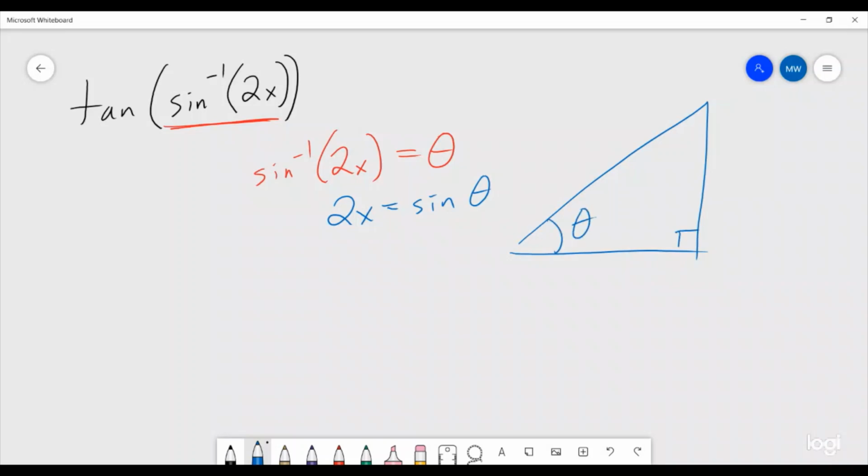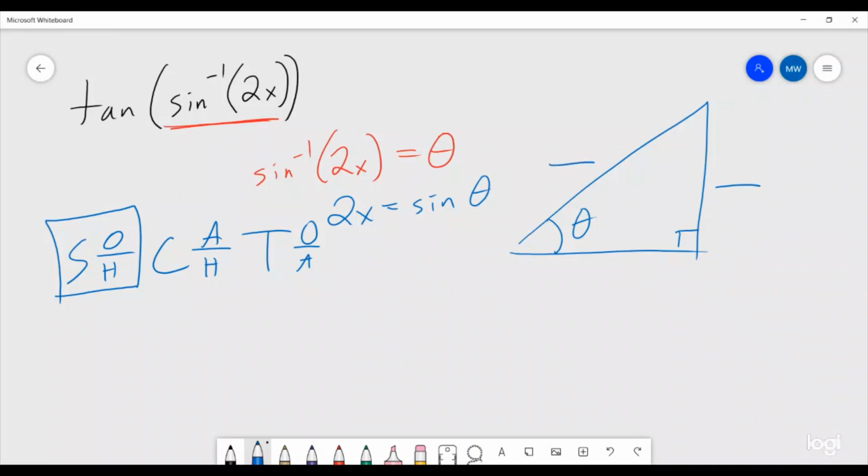Sine, if I remember correctly, it's going to be SOHCAHTOA. So we can figure out what all of these different things are. Sine is the SO part, so that's opposite over hypotenuse. So this over this is equal to 2x. I can pick anything that works for that. So let's say my opposite side is just 2x, and my hypotenuse is 1. That's an easy choice to make the ratio be 2x, because I can make that 2x over 1.